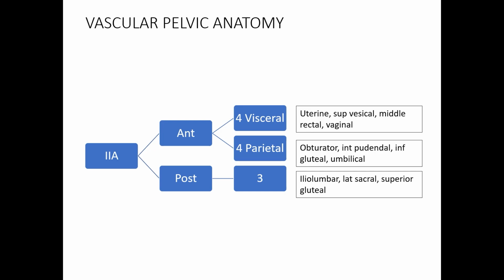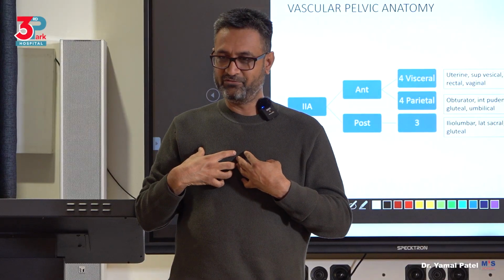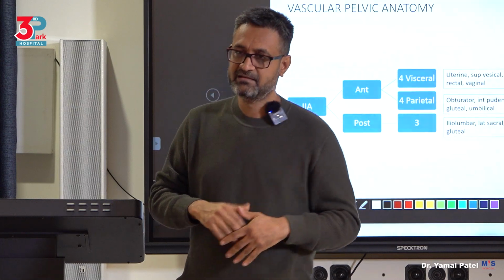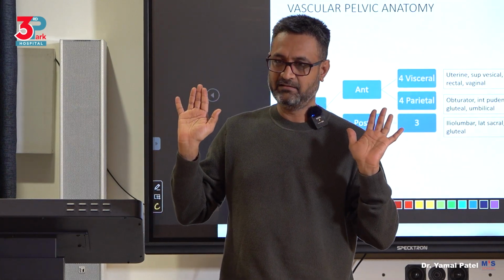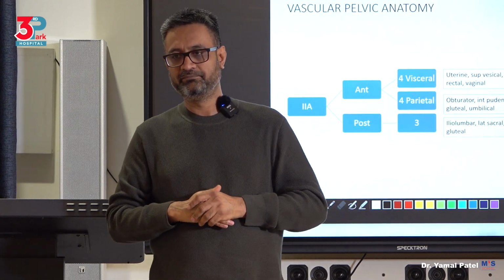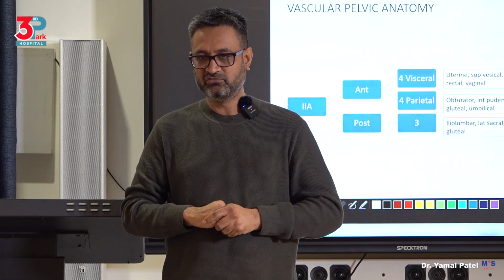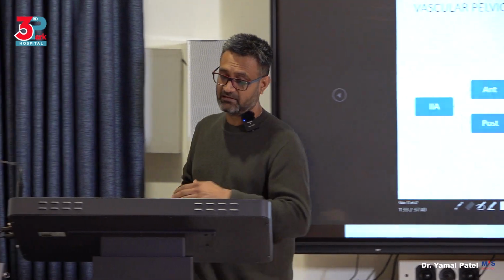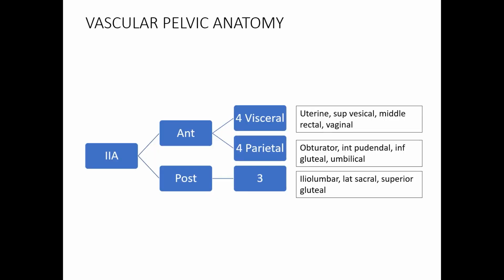The anterior trunk is the one of clinical importance to us, because that's the one that comes in the area of our surgical field. The other one goes posterior, and we will now lose it. So it's not very easy to injure the posterior trunk unless you're really looking for it. So the anterior trunk, now it's important. We need to know what its branches are. The posterior trunk has iliolumbar, lateral sacral, and superior gluteal, but these are away from us. The anterior trunk gives off 4 visceral branches and 4 parietal branches.